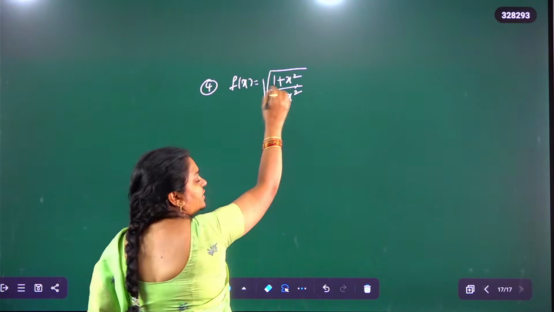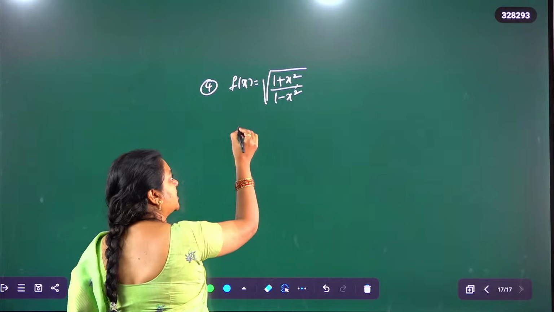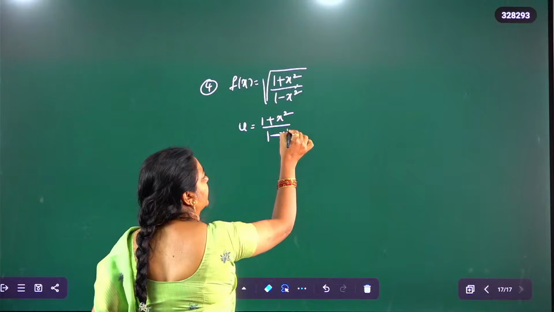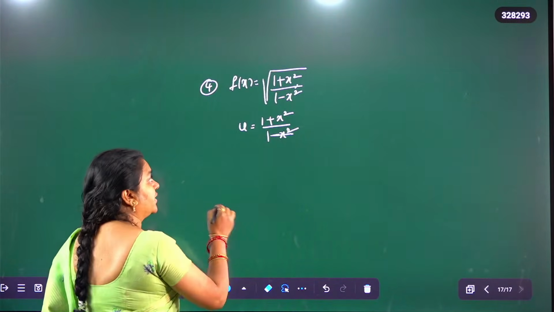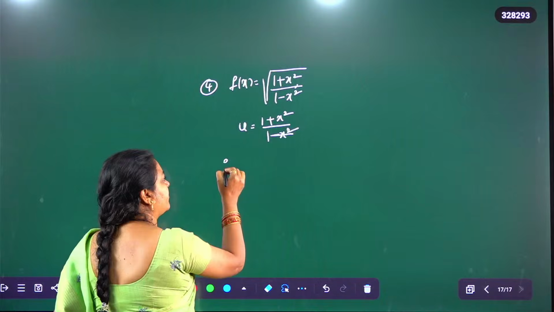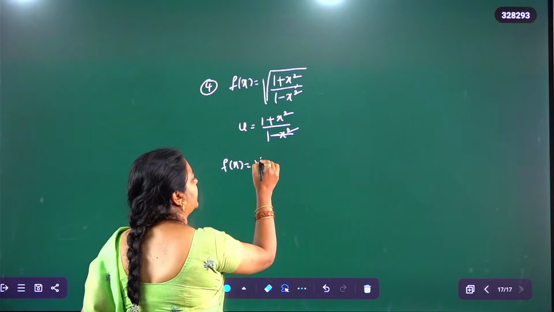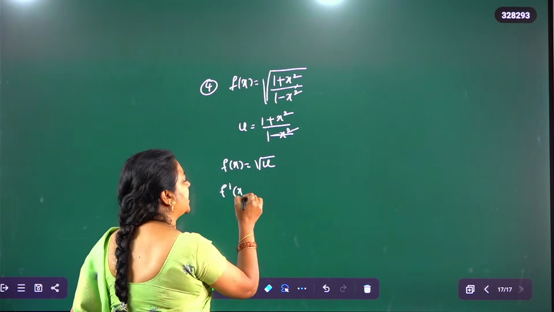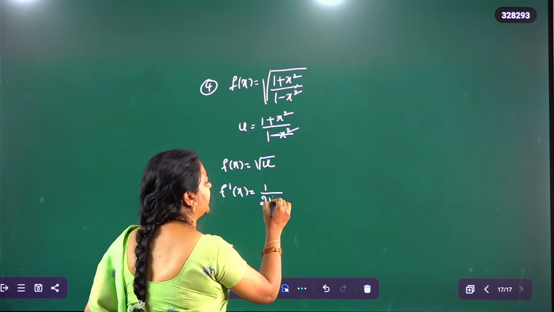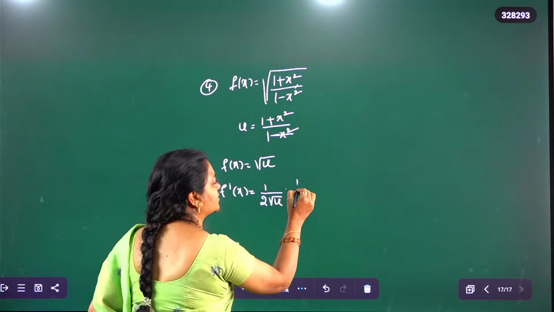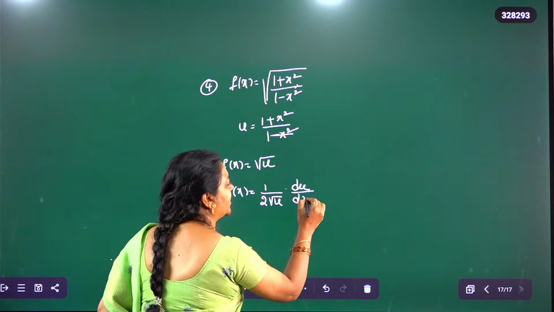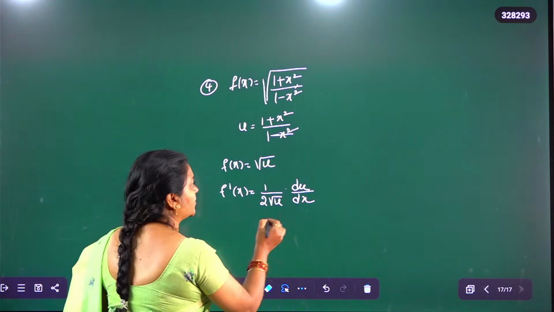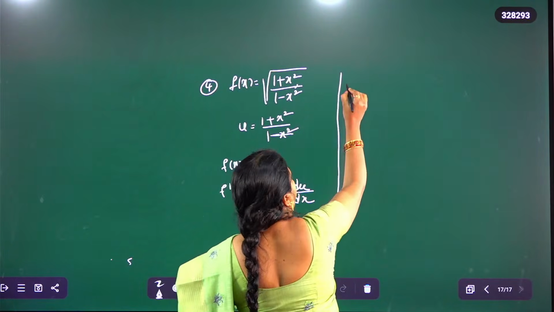This entirely is a big one, so simply let's say u equals 1 plus x square by 1 minus x square. Then f of x becomes root u. By differentiating, f dash x is equal to 1 by 2 root u times du by dx. This du is this function, isn't it? So here separately I am doing this derivative, u dash.